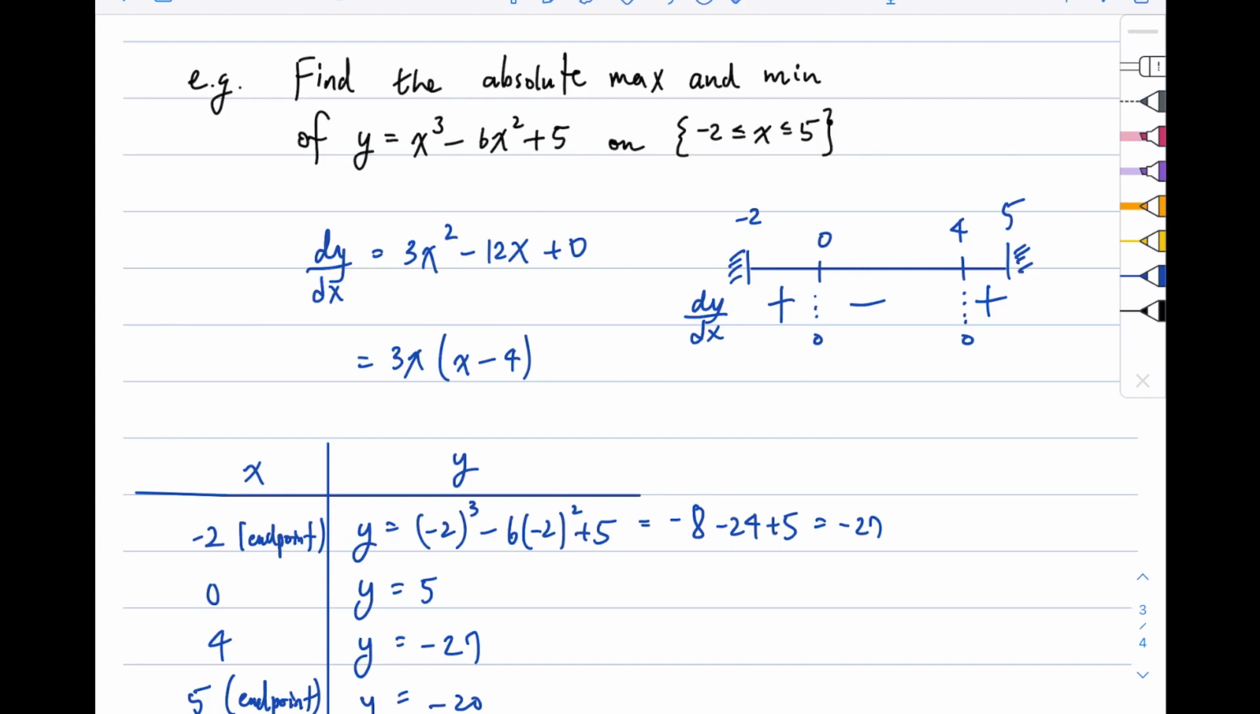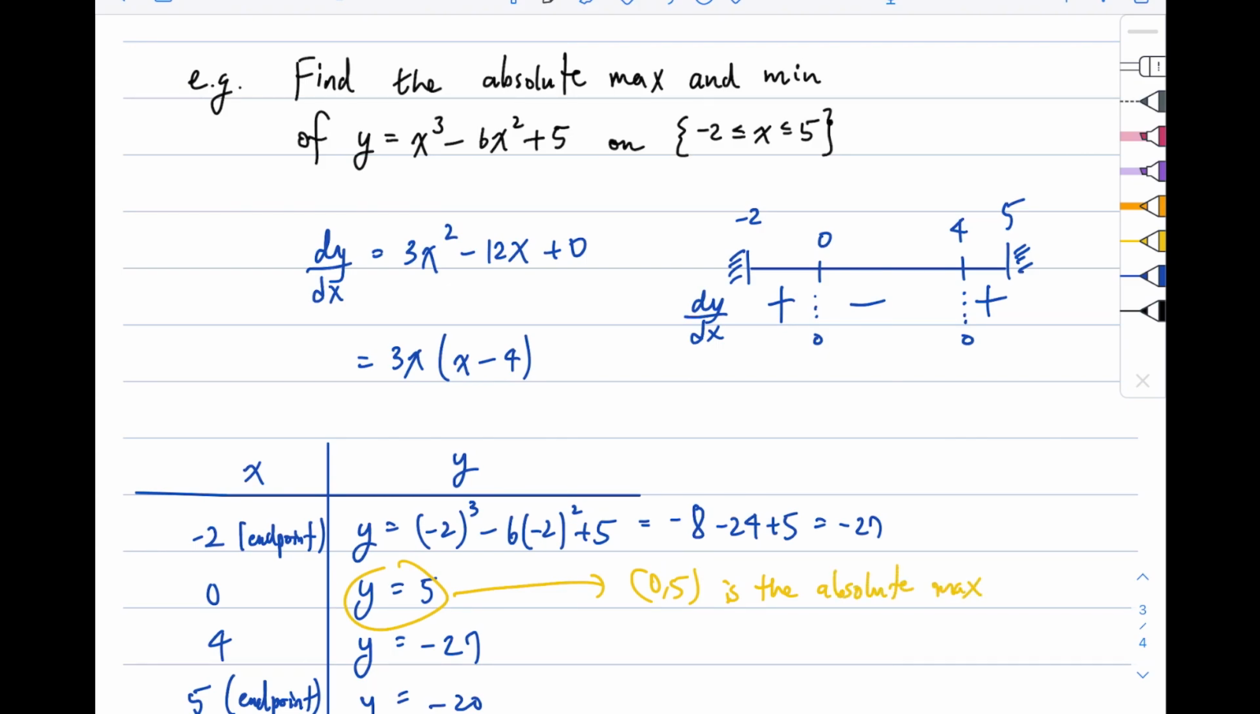The important thing is they want us to find the absolute max and mins, and the way you do that is really simple. To find the absolute maximum, let's do that first, you just find the highest y value. We have -27, 5, -27, -20. The highest y value is 5, the largest y value that the curve achieves in this interval. So we can circle it and say 0, 5 is the absolute max, or the global max.